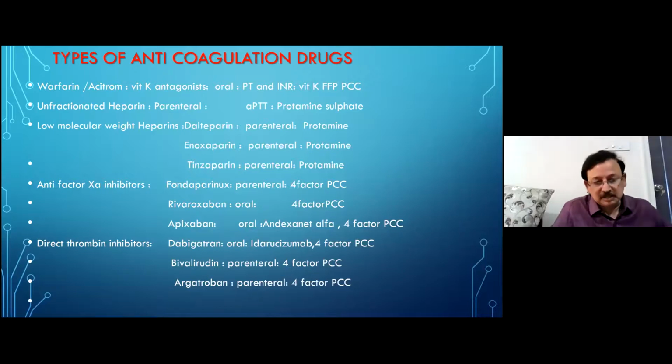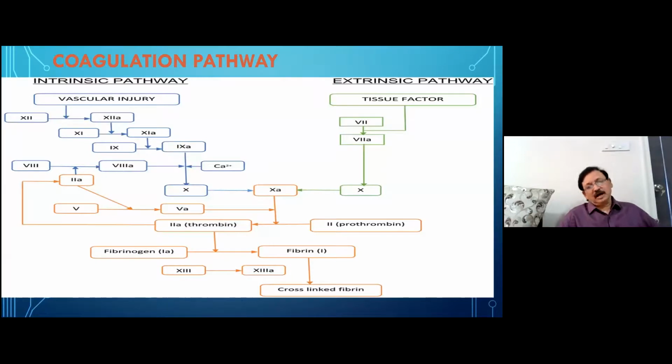Direct thrombin inhibitors. Dabigatran is oral. It can be reversed by idarucizumab or 4-factor PCC, and other drugs are also mentioned. So this is the clotting mechanism and coagulation, as you all know.